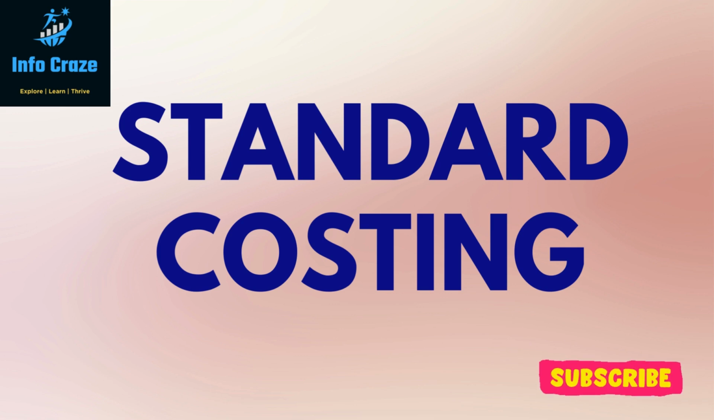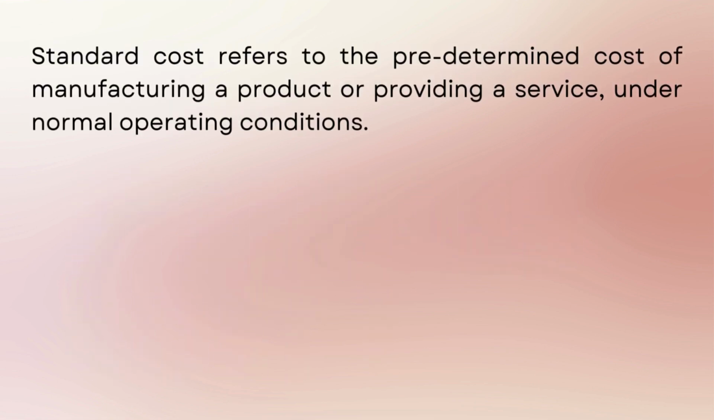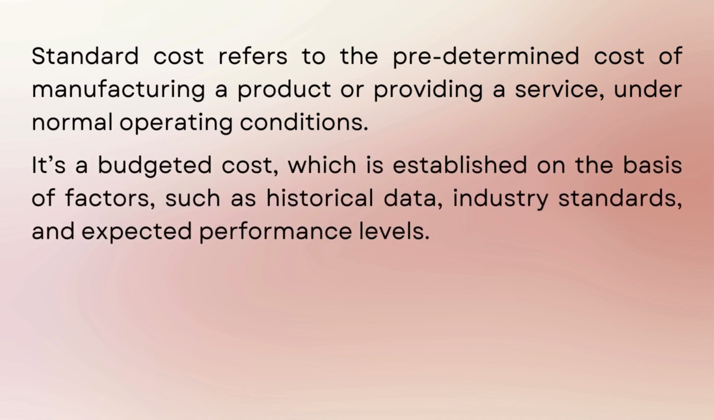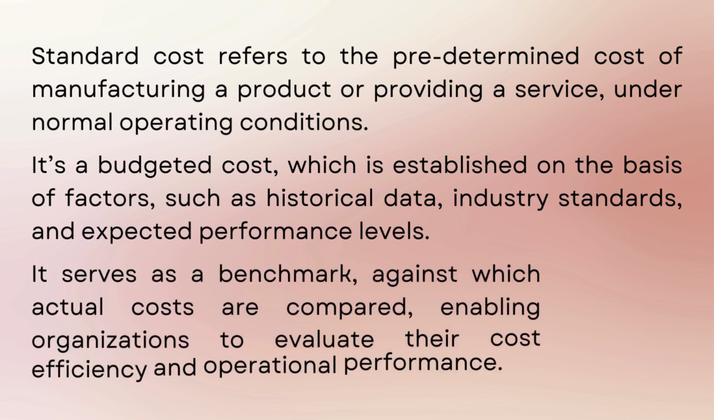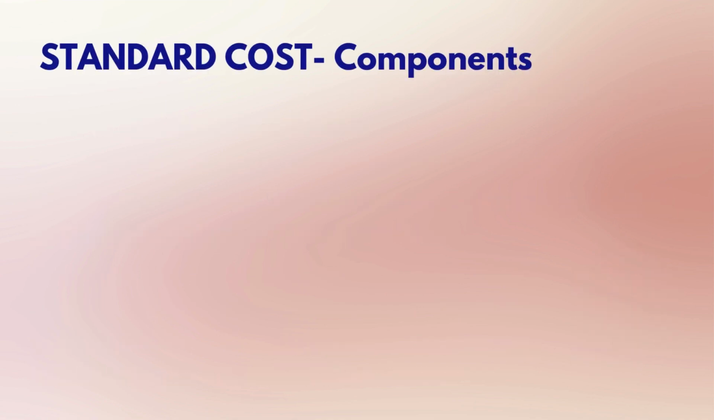Now let's get started. Let's start with the basic question. What is standard cost? Standard cost refers to the predetermined cost of manufacturing a product or providing a service under normal operating conditions. It's a budgeted cost which is established on the basis of factors such as historical data, industry standards, and expected performance levels. It serves as a benchmark against which actual costs are compared, enabling organizations to evaluate their cost efficiency and operational performance. Standard costs typically include three components.